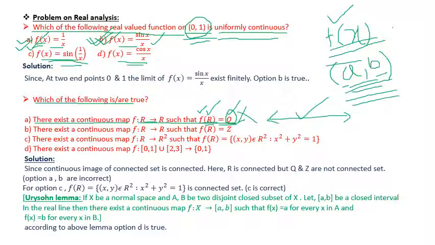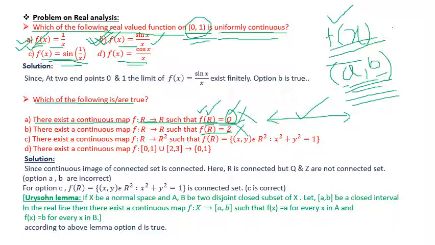Similarly you can prove that f of R equals Z is not possible. There does not exist this type of mapping, as Z is disconnected but R is connected, and the continuous image of a connected set will be connected, right? So this is not possible.